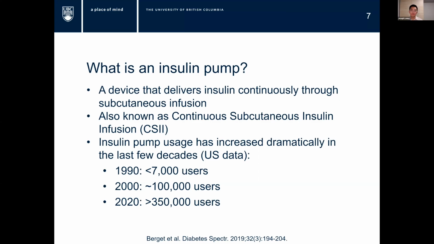Insulin pumps are also known as continuous subcutaneous insulin infusions, or CSII. So you might see in the research literature this term being used. So if you ever read about CSII, that's what that means. It just means insulin pump. Insulin pump usage has increased dramatically in the last few decades. So just based on US data, even up until 2020, you can see the use of insulin pumps has risen exponentially. And in Canada, it is the same thing.